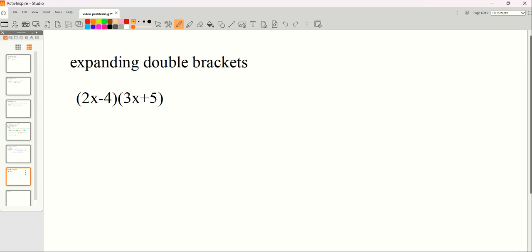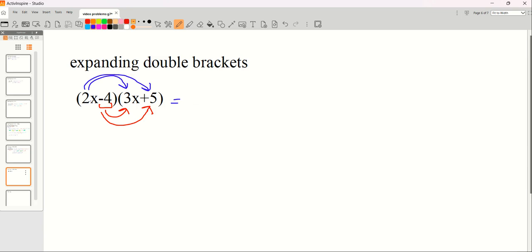Now for our next example. Now notice in this example, we have a minus included. The reason for that is it does affect our answer relatively drastically. So beware of the minus. We're going to do the same thing which we mentioned earlier. 2x needs to multiply with the 3x, and then 2x needs to multiply with the 5. And then for our second part, minus 4 needs to multiply with 3x, and minus 4 needs to multiply with the 5. Everything in the first takes a turn with everything in the second.